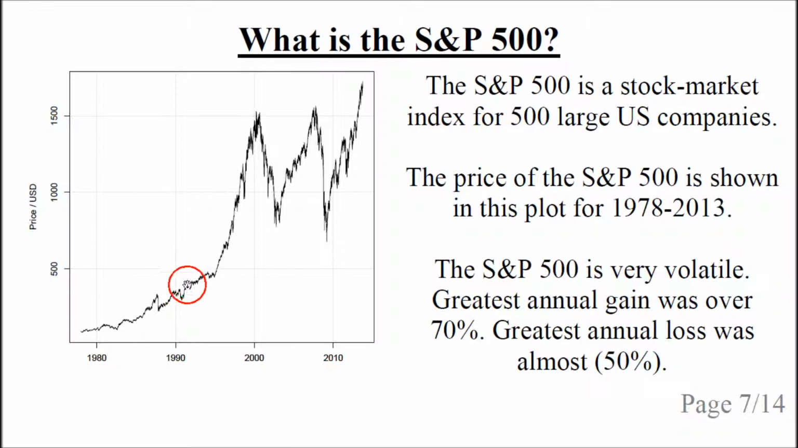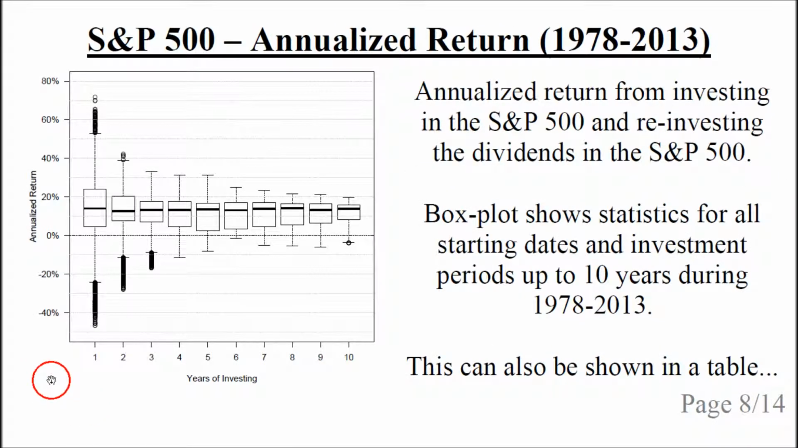And we also consider another starting date, let's say 2002. So we have the 10-year period starting here and going over here. And we do this for all starting dates and periods up to 10 years. And then we summarize the statistics using this box plot.